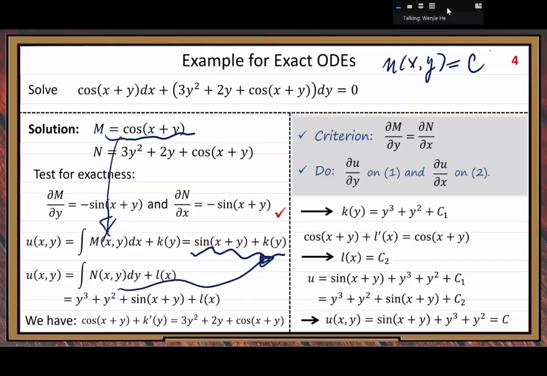That's why, by observation, we can easily go from this step to the final solution quickly. Compare the terms: y terms go to the K of y function, x terms go to the L of x function. That's the simple example. If you do not feel comfortable with this simplified way, just use the standard way: take partial derivatives, then find K of y and L of x. If you feel comfortable, then you can do it faster.